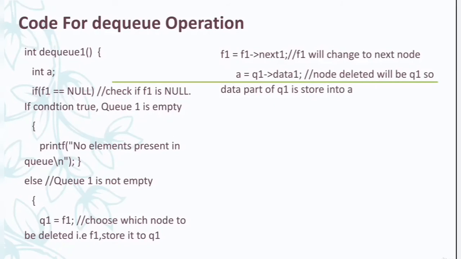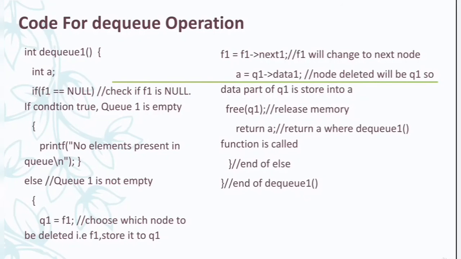So again, F1 equals F1 of next. That is, F1 will change to the next node. Again, A equals Q1 data. That is, the node deleted will be Q1, so the data part of Q1 is stored in A. And then we have to free the Q1, that is, we have to release memory. And at last we have to return A, to where the DQ1 function is called. So this is basically the DQ operation for Q1. Again, the similar case will be for Q2. There also, instead of 1, we have to write 2.